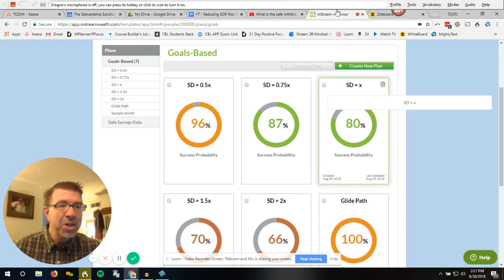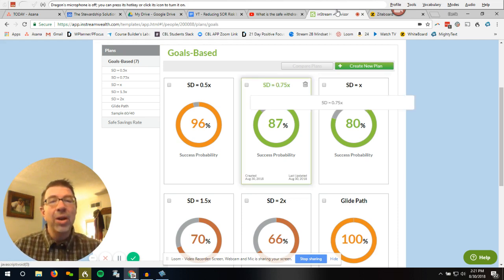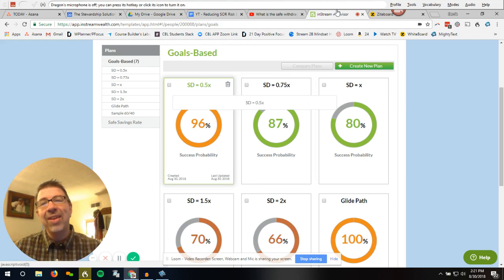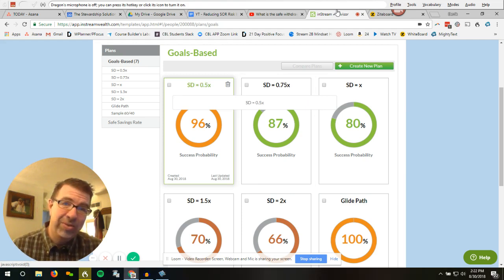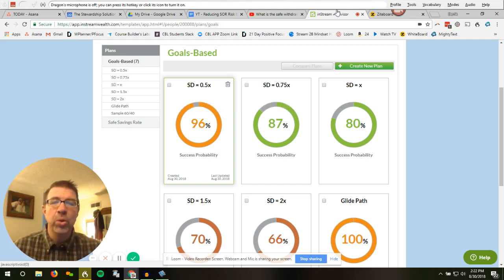What happens when the standard deviation equals the average return? The likelihood of success goes up to 80%. What if the standard deviation is only 3/4 of the average return? It goes up to 87%. And then finally, we tested what if the standard deviation is only half of the average return. We saw that the possibility of money lasting in that case, with the same amount of distributions, went up to 96%. So this is just math and science.